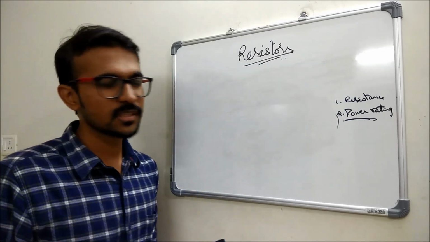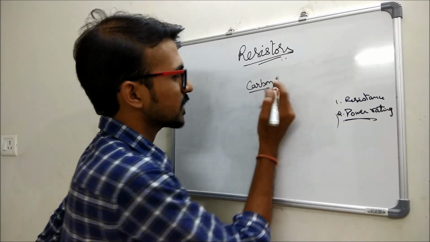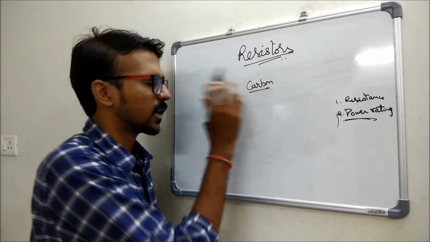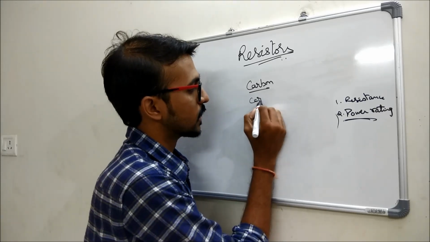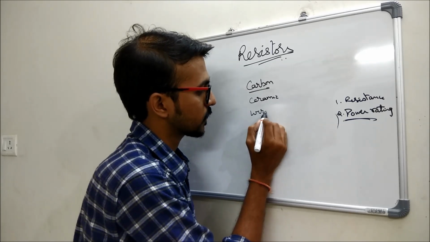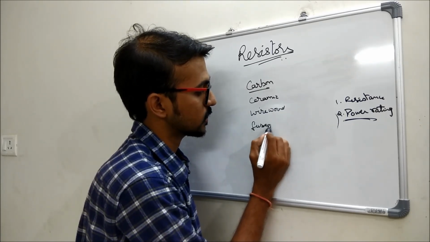There are different types of resistors. There are carbon resistors. This will usually be black in color inside. When you break the resistor, then you see the black carbon. There will be ceramic resistors. There will be wire wound resistors. And there will be fused resistors as well.